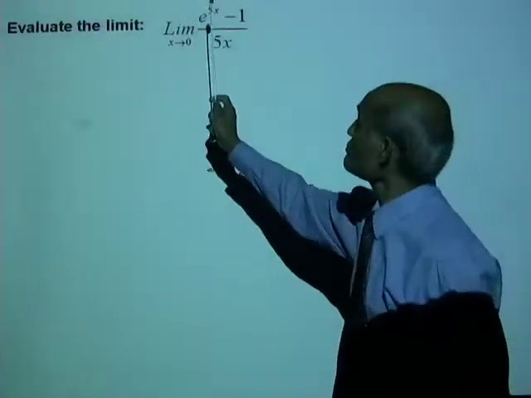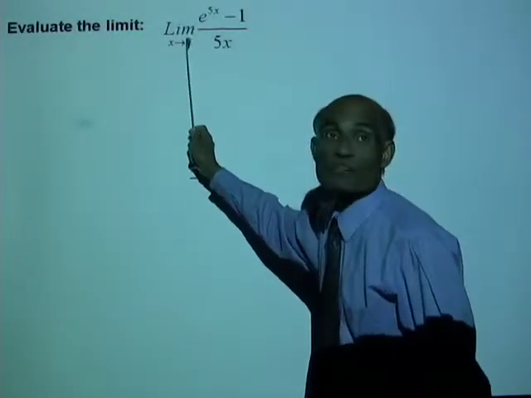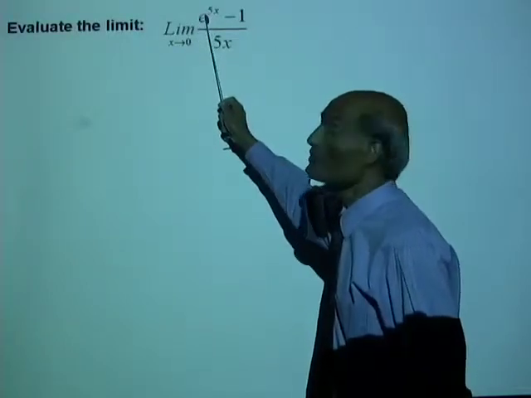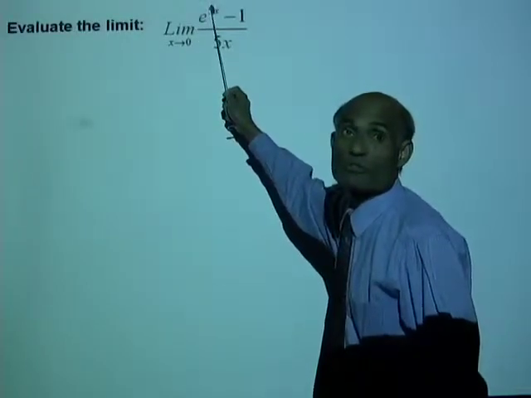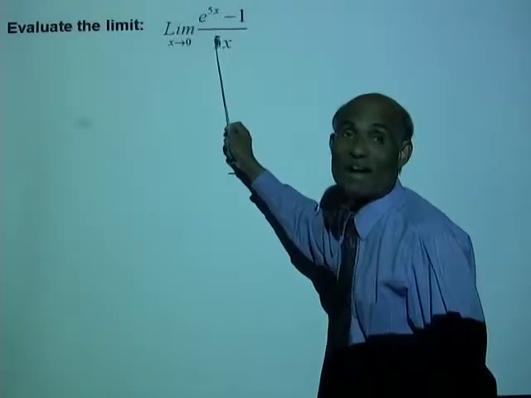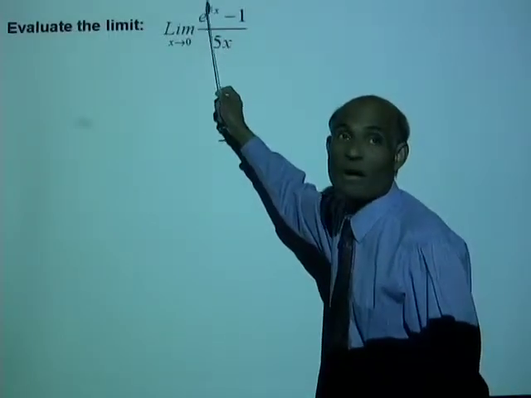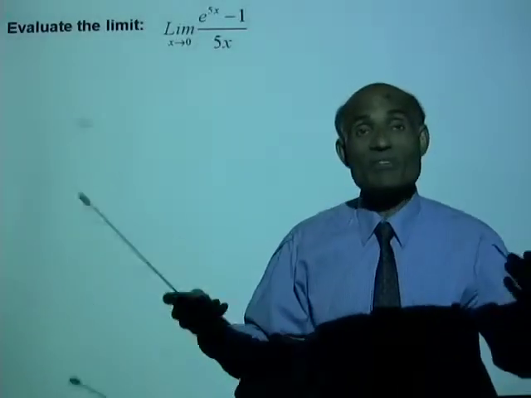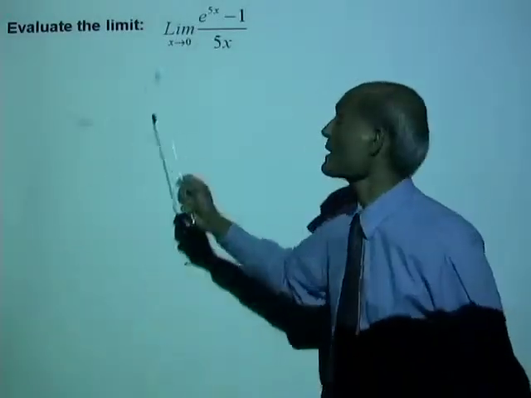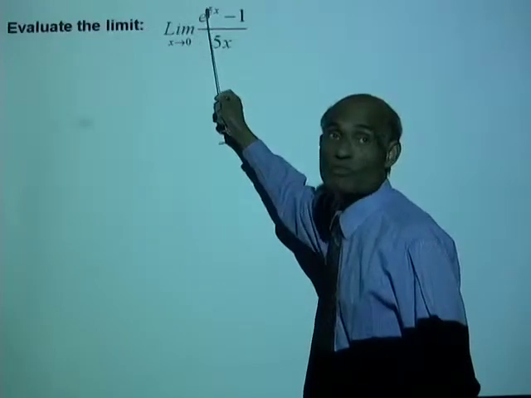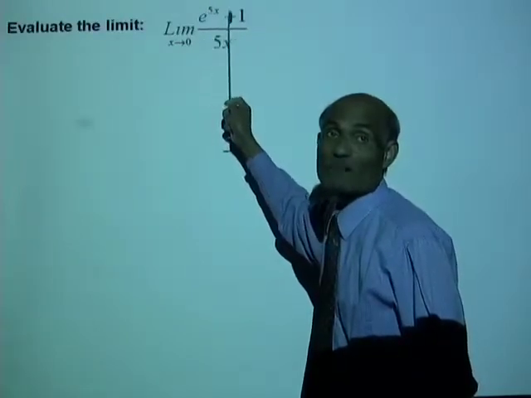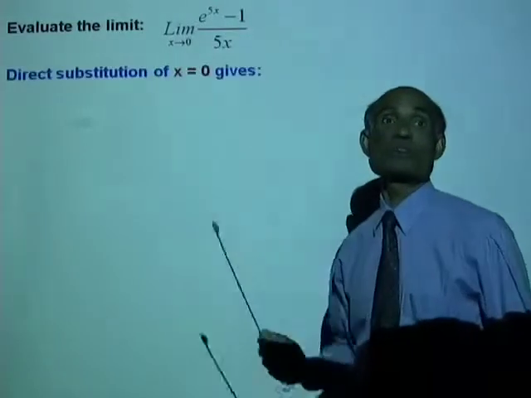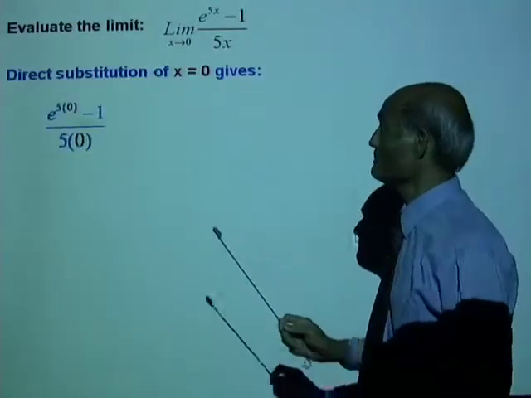Alright, let's try replacing x by 0. When x equals 0, this will be e to the power of 0 minus 1 divided by 0. What is e to the power of 0? E to the power of 0 is 1. Anything raised to the power of 0 is 1. So that will be e to the power of 0 minus 1, which is 1 minus 1, which is 0. So this is of the form 0 over 0.